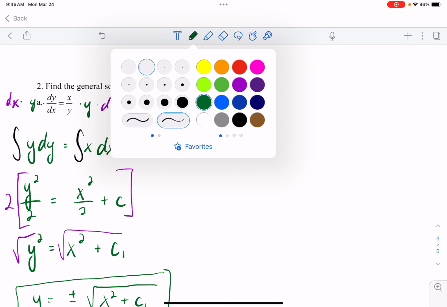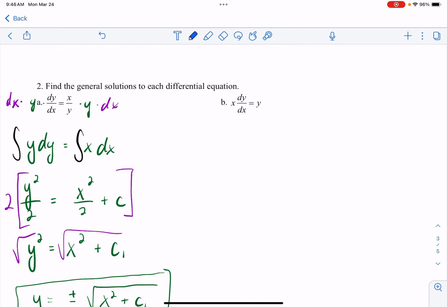All right, let's take a look at this last problem, and then you can work on your homework. This says x dy dx equals y. Again, we want to get x dx on one side and y dy on the other. So let's see how we do this. I want to get dx out of the denominator, so I'm going to multiply both sides by dx. That gives me x dy equals y dx.